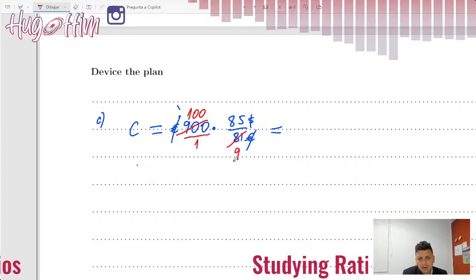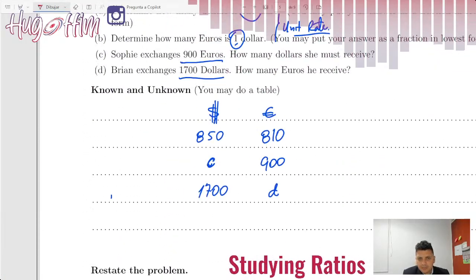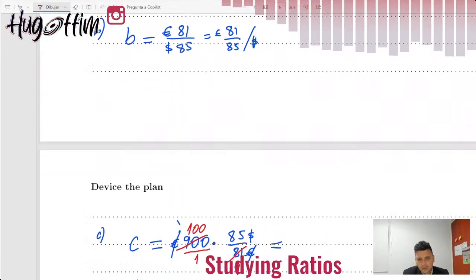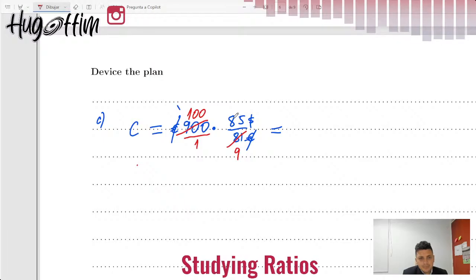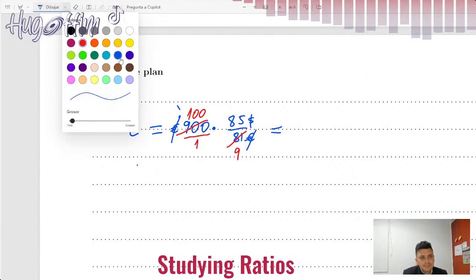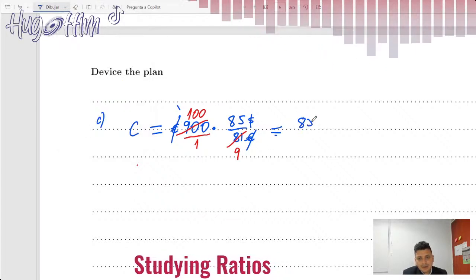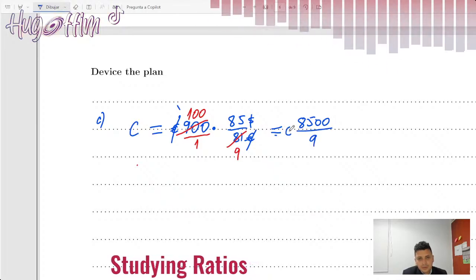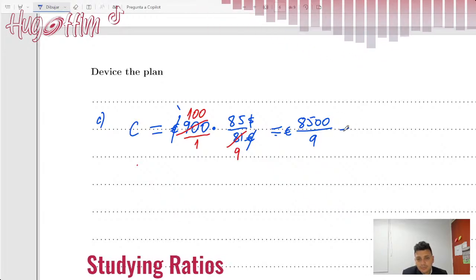109, no, 85 and 9. I cannot divide more, so let me see if I made a mistake writing the numbers. No, it's correct. Okay, so I got 995 over 4, so I just need to multiply 85 times 100, 8500 over 9. That's euros.